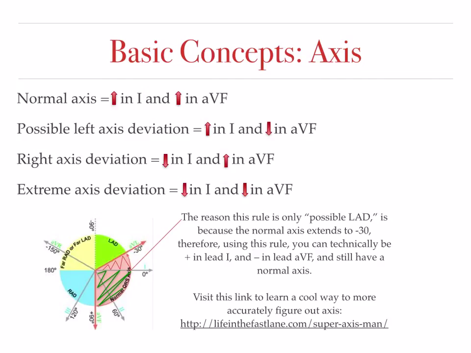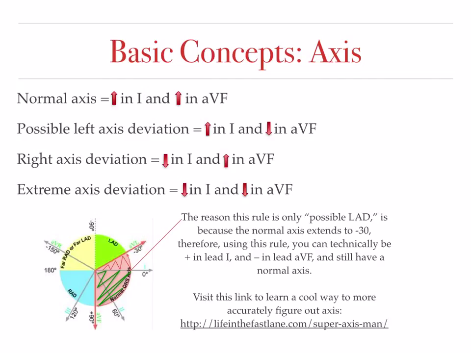When looking at our 360-degree diagram at the bottom of the screen here, we can see that between negative 90 degrees and positive 90 degrees, we're going to have a positive deflection in lead 1. If we look at lead AVF now, we see that between 180 degrees and 0 degrees, we're going to have a positive deflection in AVF. Therefore, if we have a positive deflection in both AVF and in lead 1, we know that we're going to be normal axis. This is depicted in the diagram by the green squiggly line which I so artistically drew.